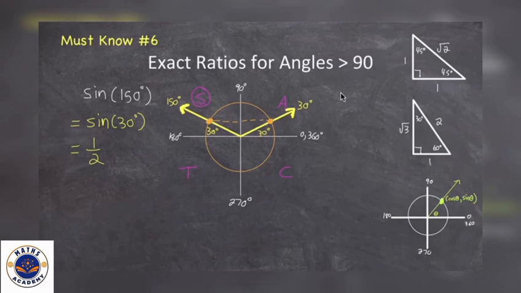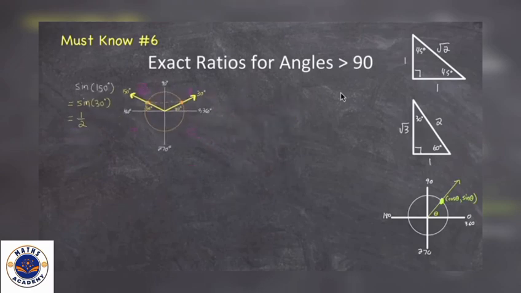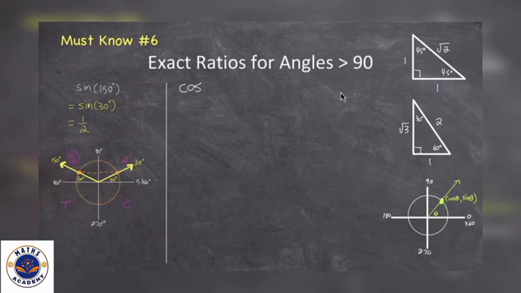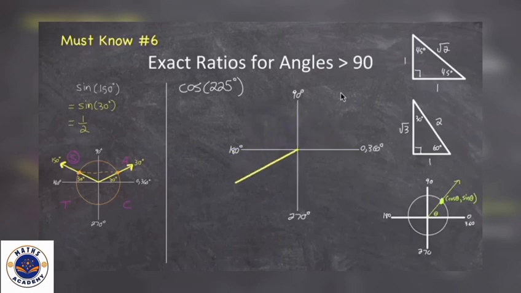Let me do one more example quickly for you. I'll shrink this to make room. Let's find cosine of 225 degrees. I'll start by drawing my Cartesian grid and figuring out where 225 degrees falls. If I were to rotate 225, I would go past 180 into quadrant number 3.